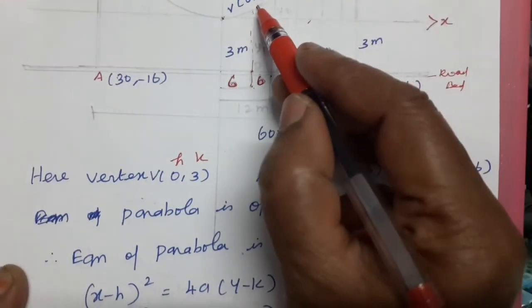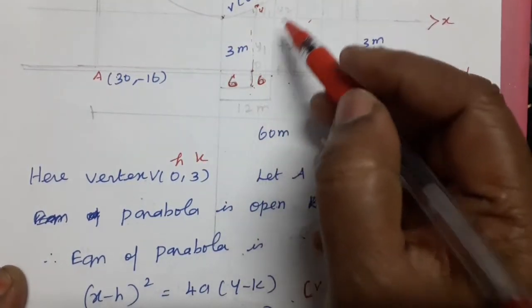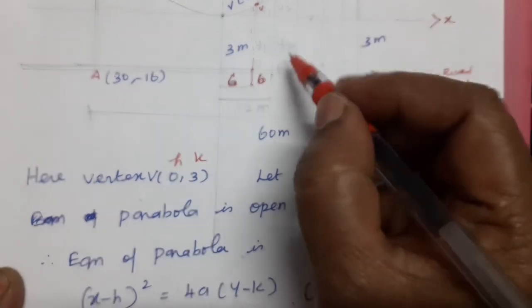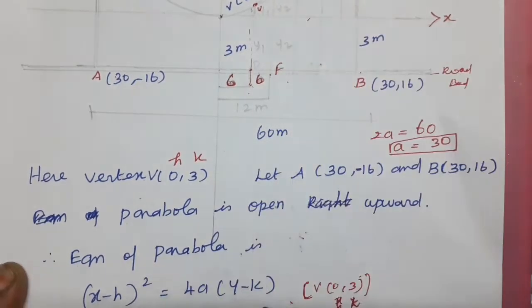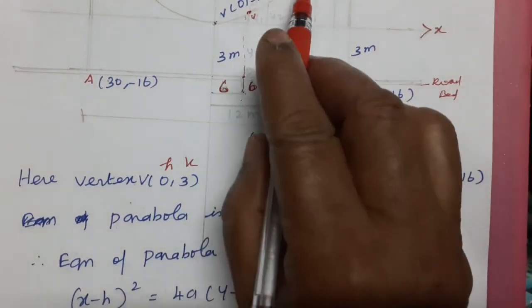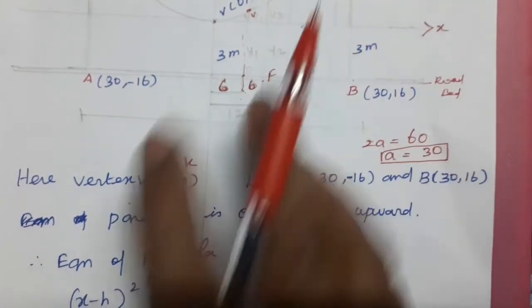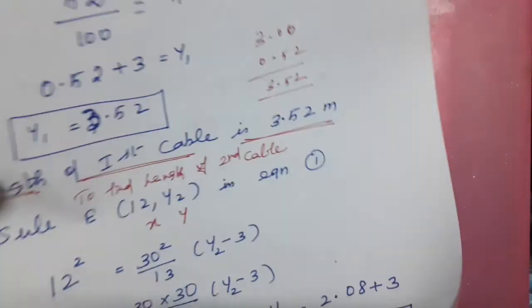So E point is 12 comma E. This is C. CD is the first cable. EF is the second cable. We only take the points. So we are going to find the second cable length. So E point is 12 comma y2. Substitute the point 12 comma y2 in equation 1.